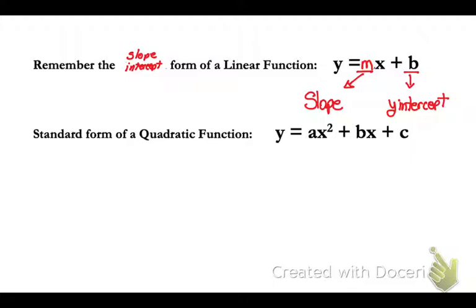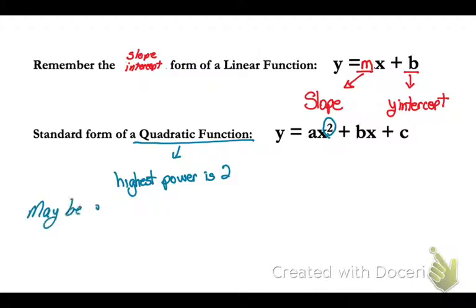Now, the standard form of a quadratic function is y equals ax squared plus bx plus c. Now, what makes this a quadratic function is that the highest power in this equation is 2. So ax squared. Now, sometimes we will get a quadratic function that has 3 terms, which is called a trinomial, just like I've written here.